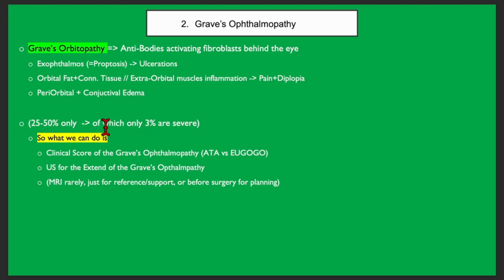3% are severe, so how do we know if it's severe and what to do about it? There is a clinical score. There are 2 scores, the ATA score and the EUGOGO score. Then you can use an ultrasound or you can use an MRI, but we rarely use MRI. We just use a clinical score and the ultrasound.